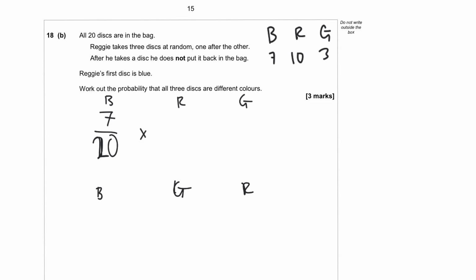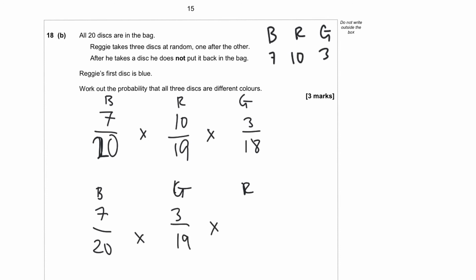So if he picks out blue first, a red second without putting it back would be 10 out of 19. And then a green without putting it back would be 3 out of 18. The reason it's reducing each time is because he's not putting it back. You've always got 1 less each time. Then again, the blue first is 7 out of 20. But then a green second would be 3 out of 19. And then the red third would be 10 out of 18.